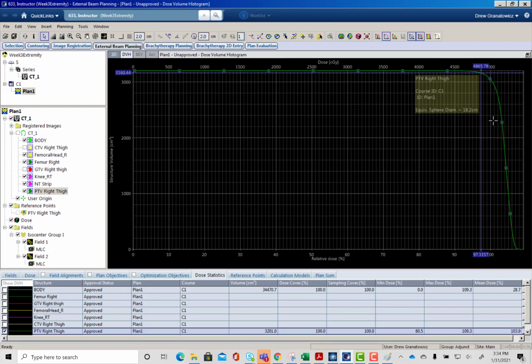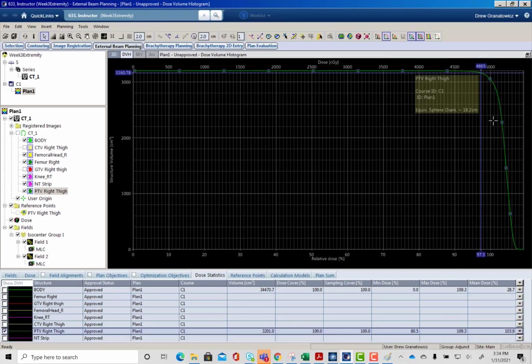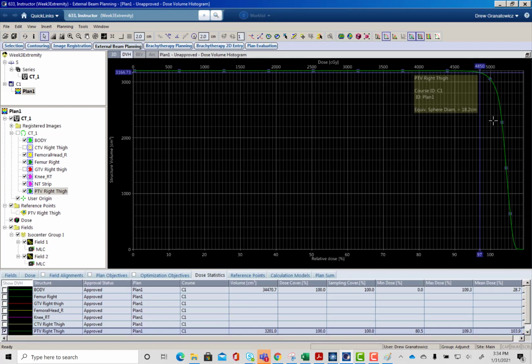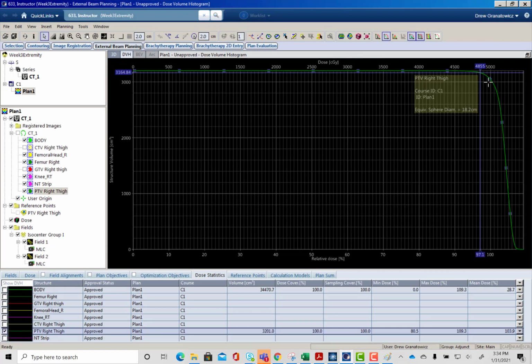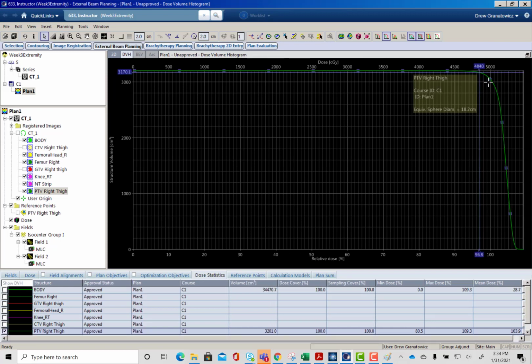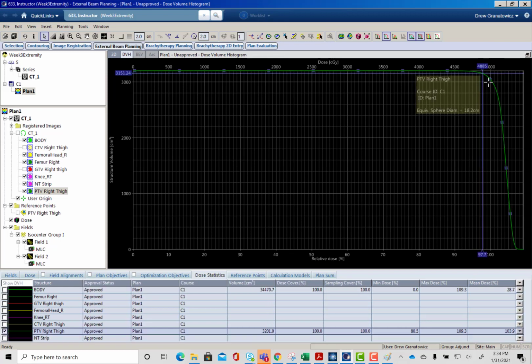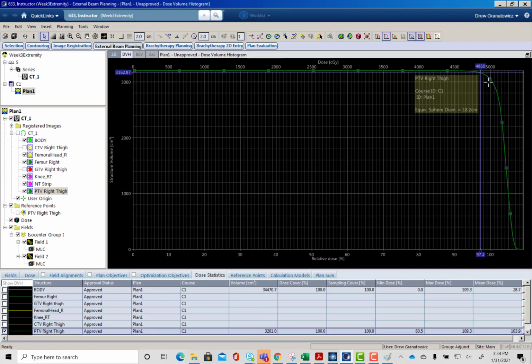If you hold the shift key down and use your arrows, you can move along your DVH by tens. You can see it's 4850. Oh, it's by 5s. So I'm moving 5 centigray at a time. So we can get exactly to 97%. So 97% is only covering 3166 cc's. So we're way colder than we need to be at 95% coverage.